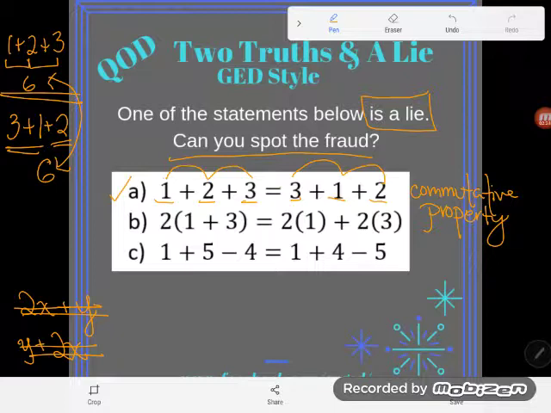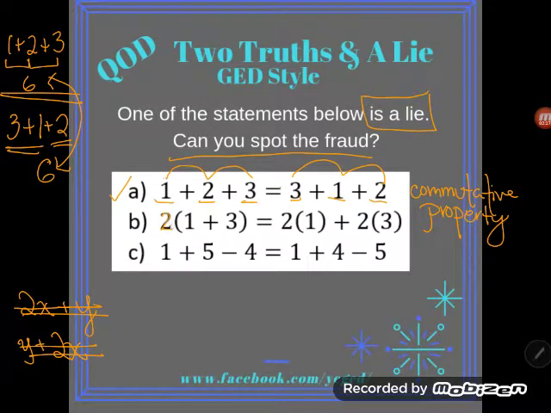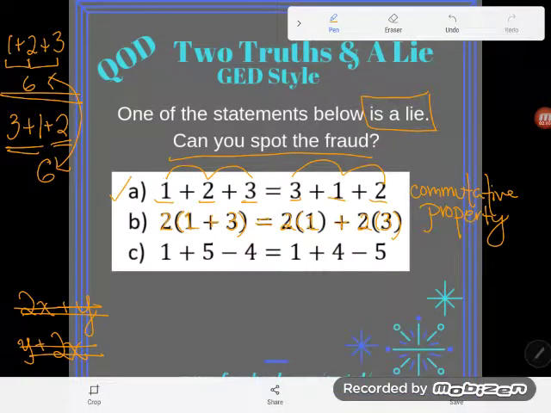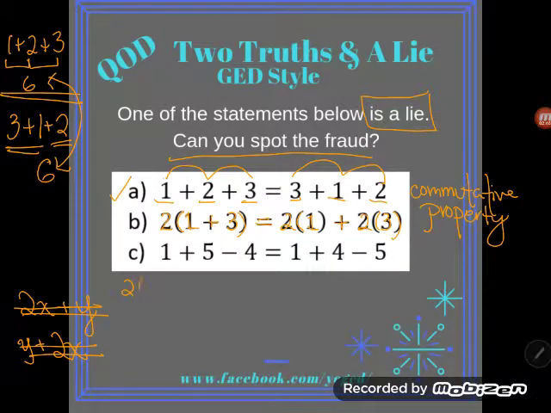Okay, so now let's look at B. B says 2 times the quantity of 1 plus 3 is equal to 2 times 1 plus 2 times 3. I don't know, that looks a little weird. Not sure if that's right or not. So let's go ahead and take a look. Let's simplify both the left and the right hand side and see if they really do come to the same thing. If they do, then they must be equivalent.